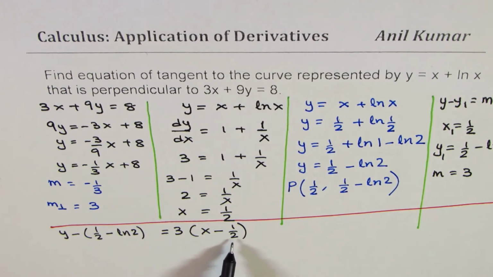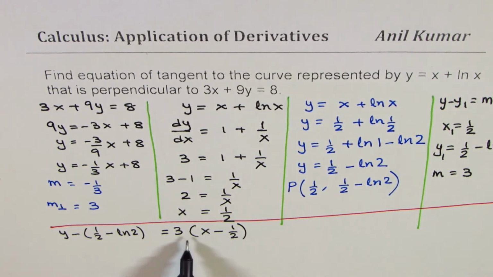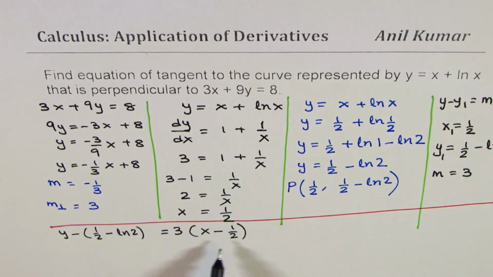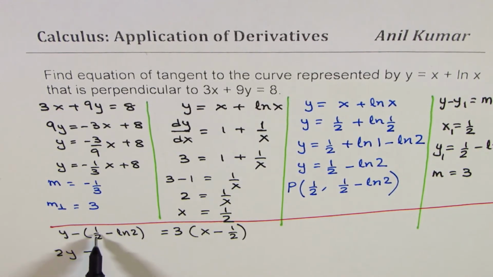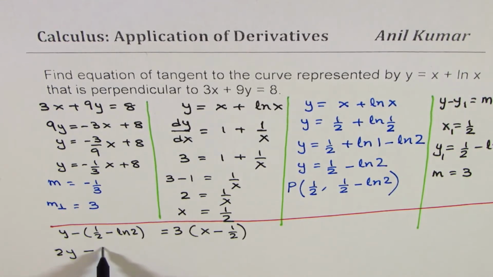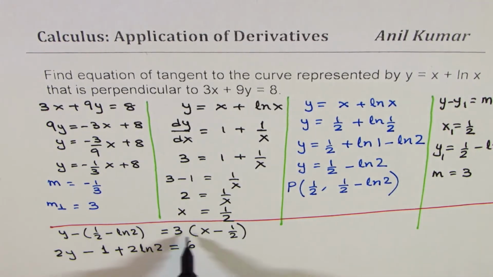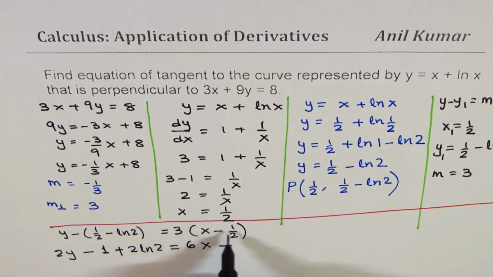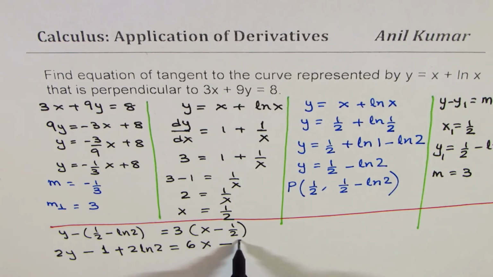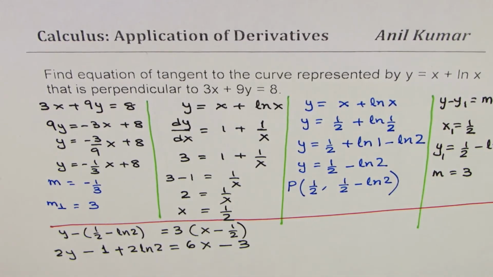Now to get rid of fractions, I'll multiply everything by 2, right? Or we can do it later also, but we can multiply everything by 2. So what we get here is 2y - 1 + 2 ln 2 = 6x - 3, because 6 times 1/2 is 3. Okay, so that is what you get.